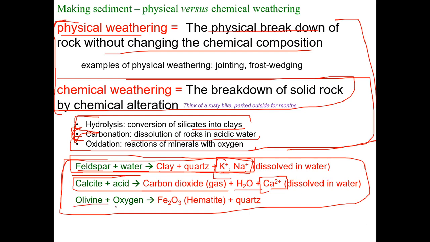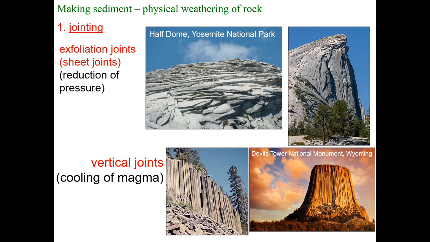Another one, olivine, oxygen gives you hematite plus quartz. Okay, that's yet another reaction that can break down the rock. Okay, so those are weathering processes. Jointing is a physical process.